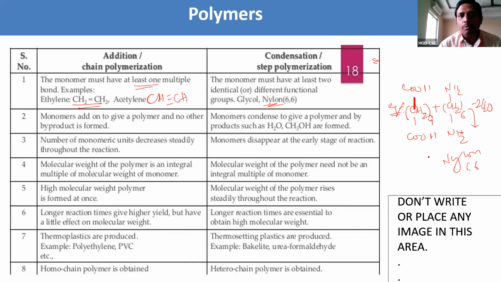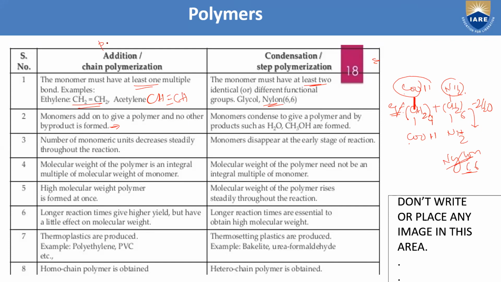The same thing, the monomer must have at least two identical functional groups. This is the monomer and this is one more monomer. These two monomers are combined to form nylon 66. The monomer must have two identical functional groups: COOH, COOH, NH2, NH2. These are nothing but identical functional groups. In addition polymerization, monomers add on to give polymer and no other byproducts are formed.